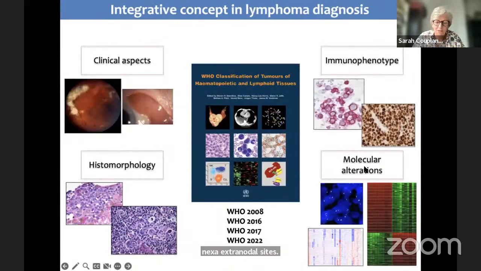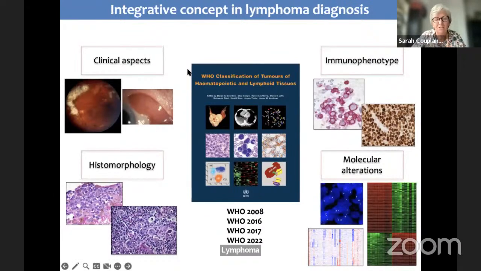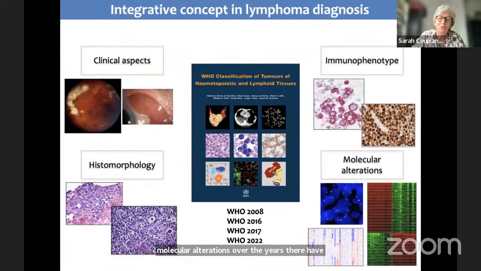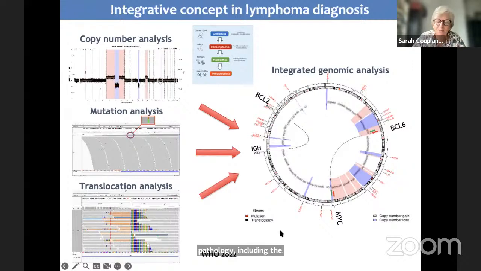So when we, as pathologists, make a diagnosis of vitreoretinal lymphomas, we use the WHO lymphoma classification, which takes into account various features, including the clinical aspects, the histo- or cytomorphology, the immunophenotype, and also the molecular alterations. Over the years, there have been various iterations of the WHO lymphoma classification. And last year, there was an update, which took into account more advances in molecular pathology, including the genomics, the transcriptomics, proteomics, and some metabolomics.